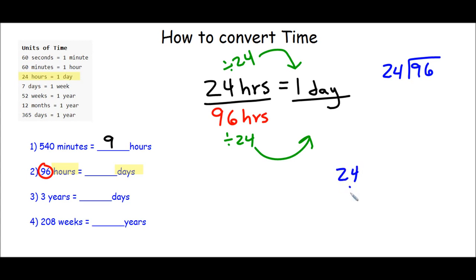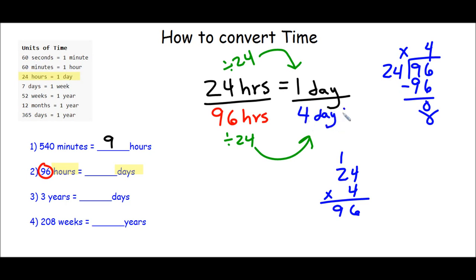24 times 4. 4 times 4 is 16. 4 times 2 is 8, plus 1 is 9. Would you look at that? It's 96. So we're going to go ahead and plug in the 4 here. 4 times 24 gives me 96. So that means I'm done. There are 4 days in 96 hours.